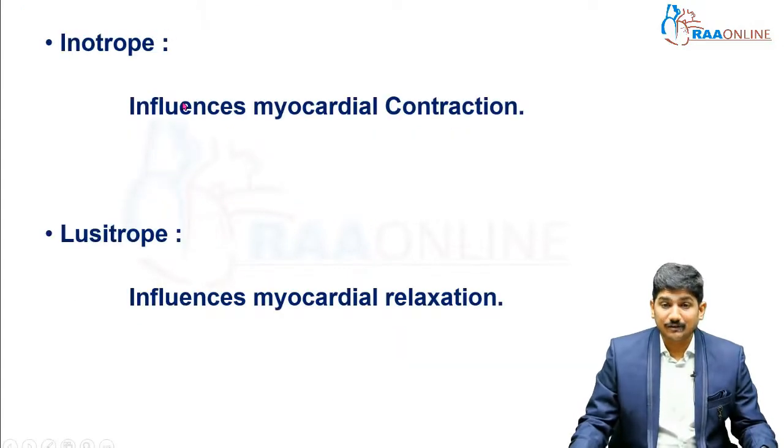Inotrope is that which influences myocardial contraction. So an increase in inotropy means drugs that increase myocardial contraction, and a decrease in inotropy means decreasing myocardial contraction. Lusitrope means influencing myocardial relaxation. So if a drug is increasing lusitropy, it increases myocardial relaxation.